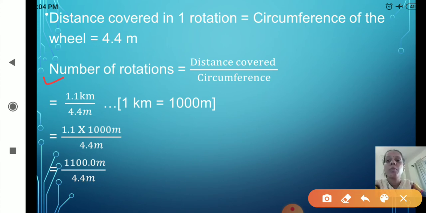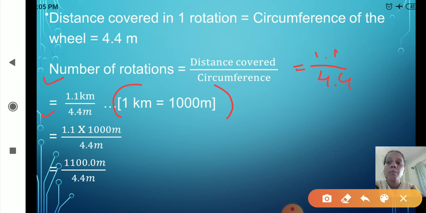So we will put the values. Distance covered is equal to 1.1, and the circumference we got is 4.4 meter. Now as you can see, distance covered is given in kilometer and circumference is in meter. So we will convert this kilometer into meter. As I have written in the bracket, 1 kilometer is equal to 1000 meter. So 1.1 kilometer is equal to what?